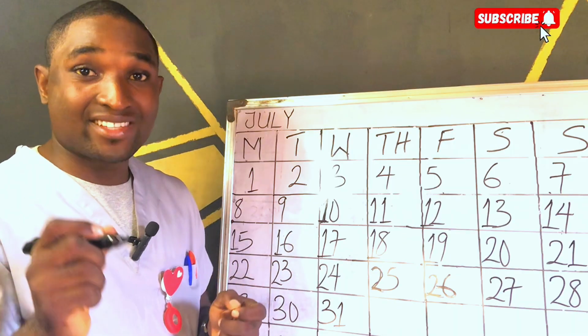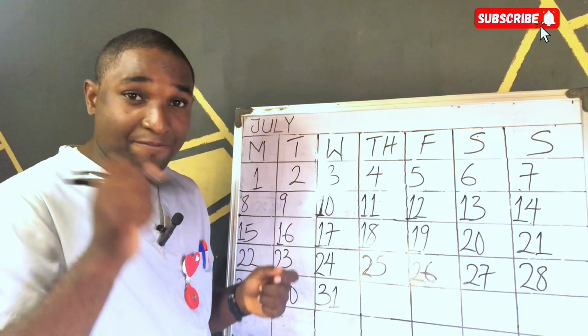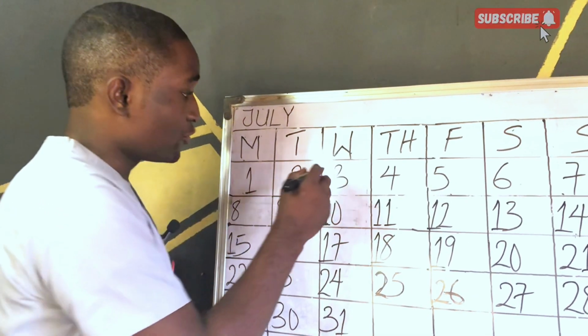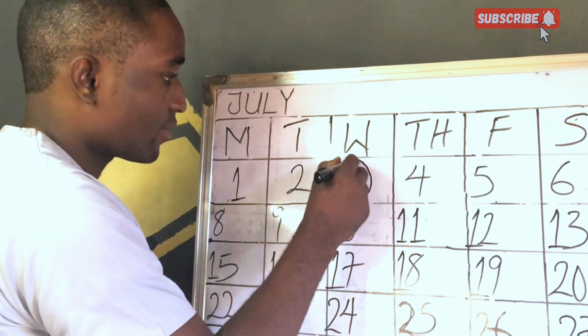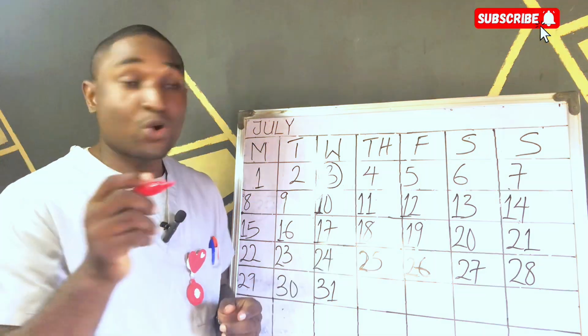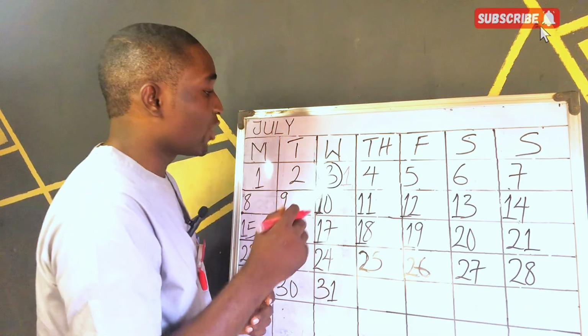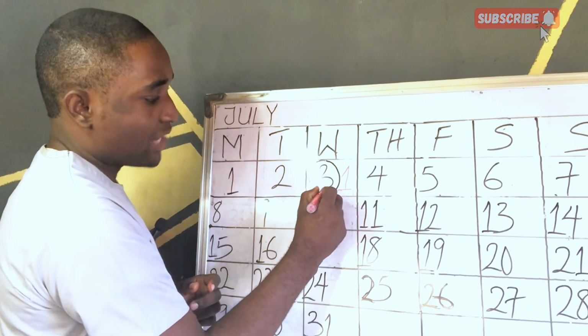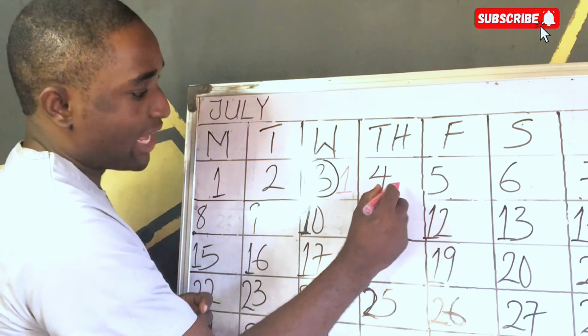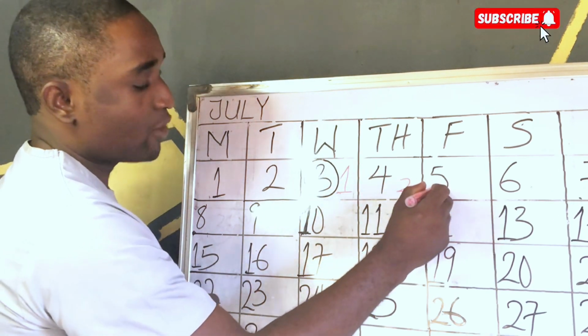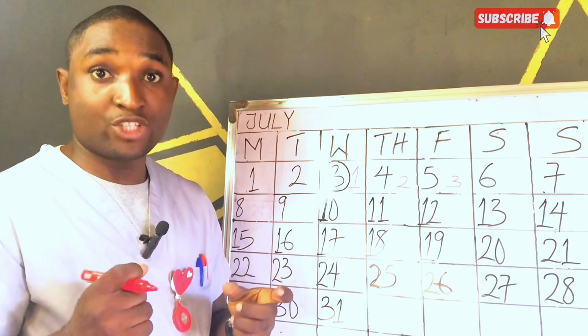Let's assume the first day you see your period, I mean the very first day you see blood, is on 3rd of July. So let's assume this is a July calendar. So 3rd of July will be your day 1. And let's assume you see blood for 3 days. 3rd of July will be your day 1. 4th of July will be your day 2. 5th of July will be your day 3. Then you finished your period.